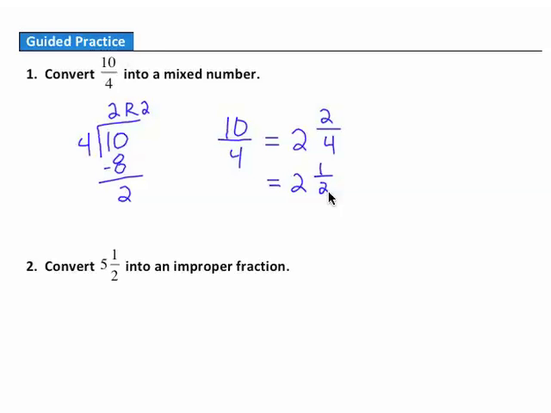Question 2. Convert 5 1/2 into an improper fraction. To convert from mixed number to improper fraction, we're going to work in a circle. Multiply first, then add it to the top. So 2 times 5 is 10, plus 1 more is 11. The denominator stays the same. So I get an improper fraction of 11/2.